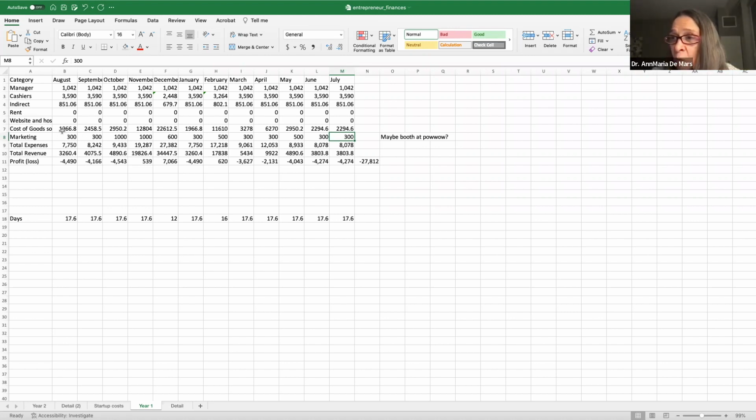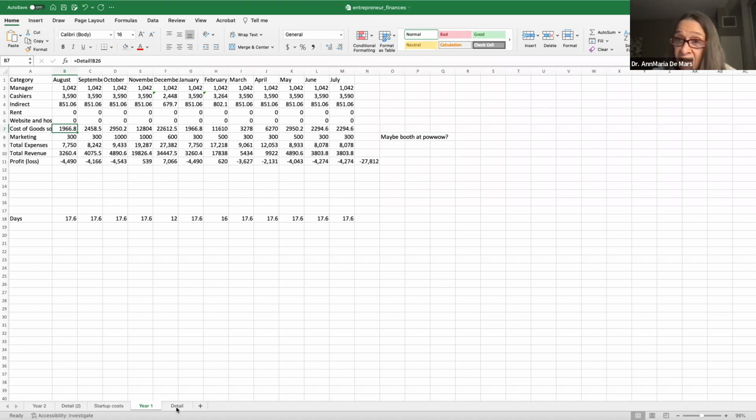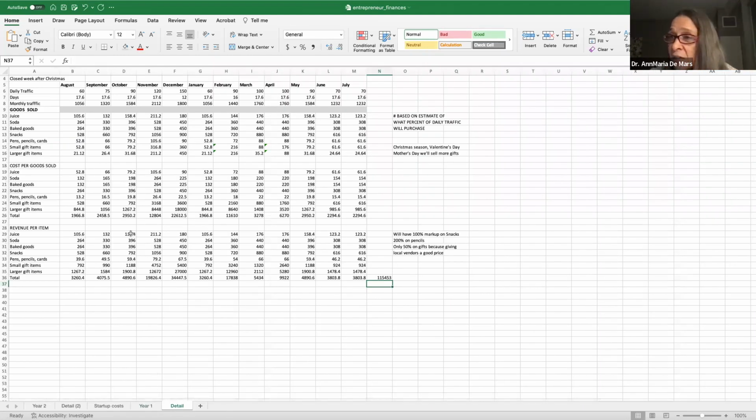The one thing that's kind of cool here: where did I get this cost of goods sold? You can have something from another sheet that you put into your equation. So this is the really complicated way. It looks really complicated, but you'll see it wasn't as much.